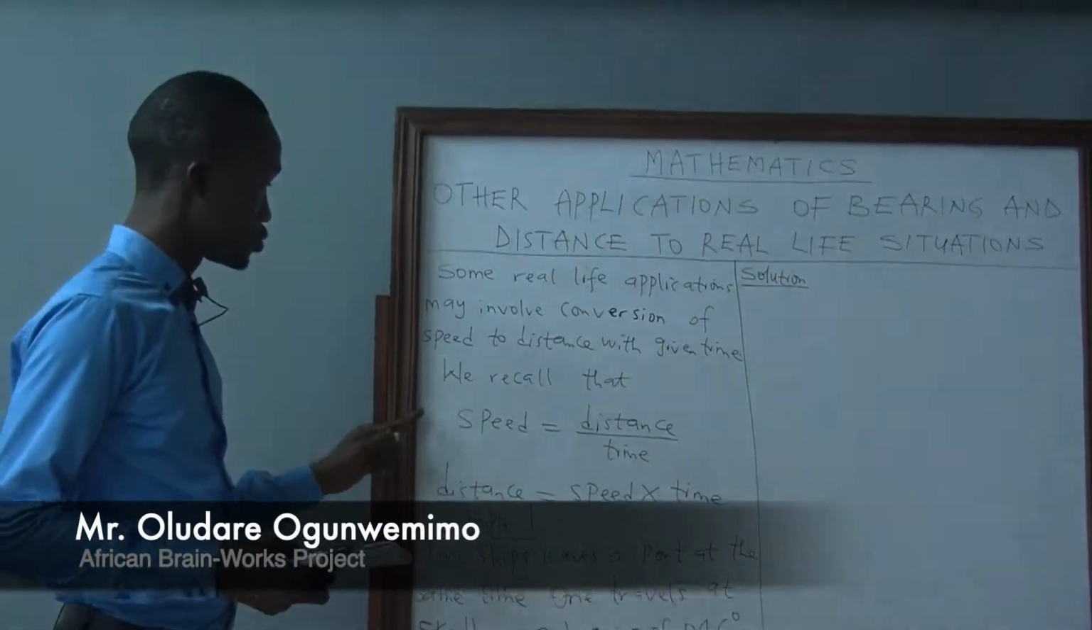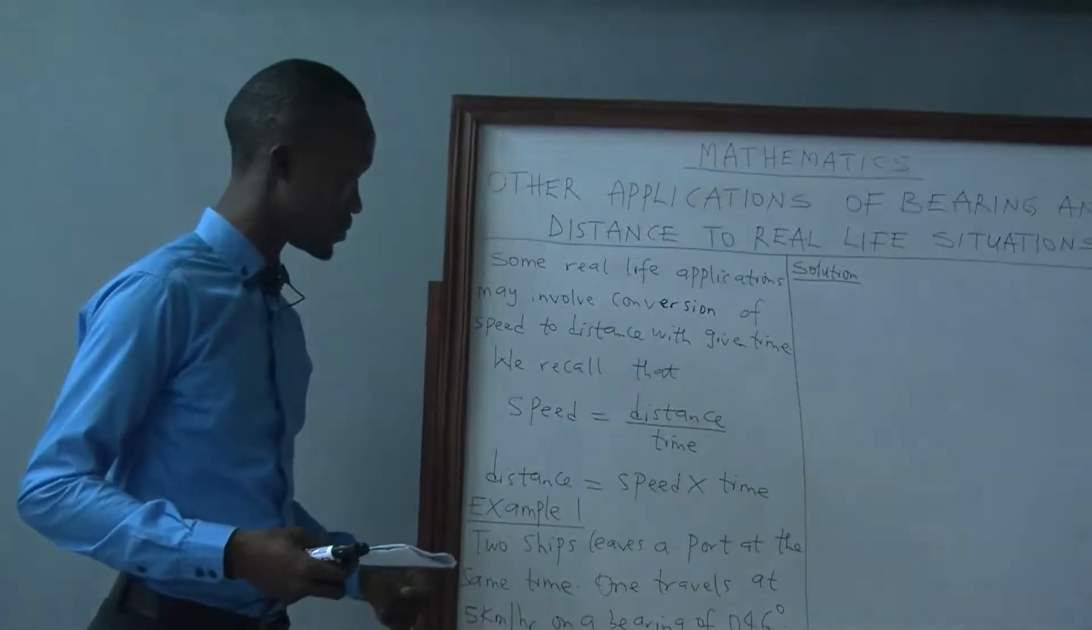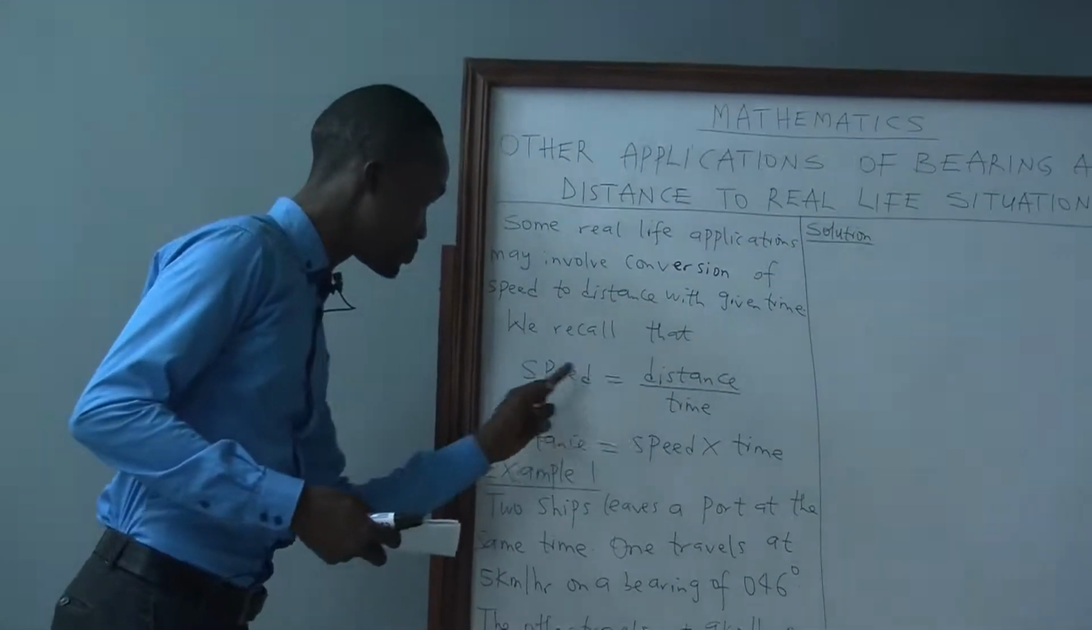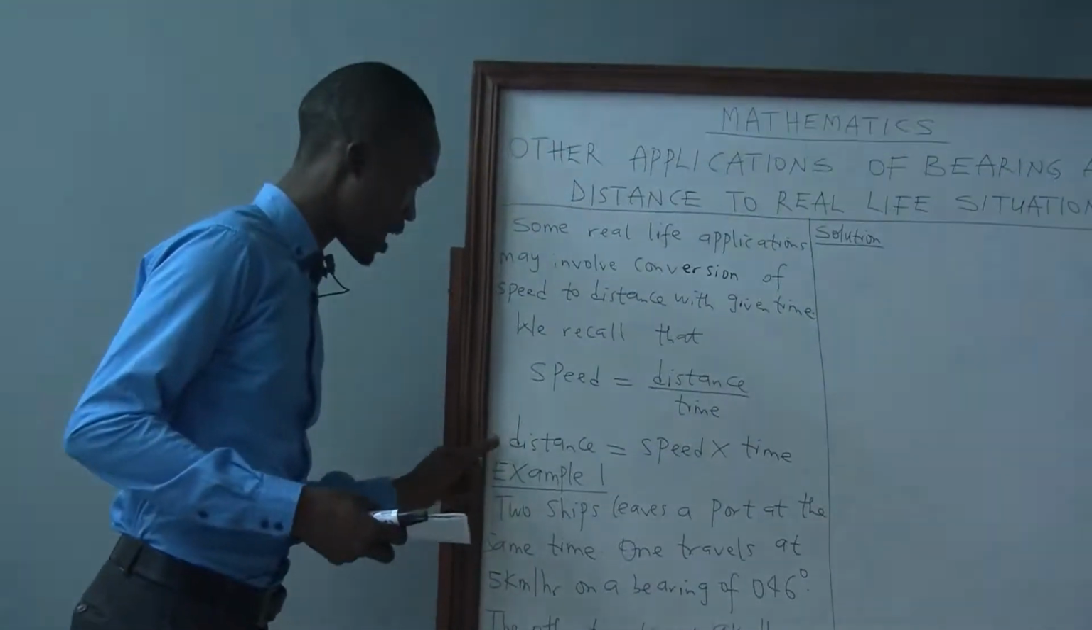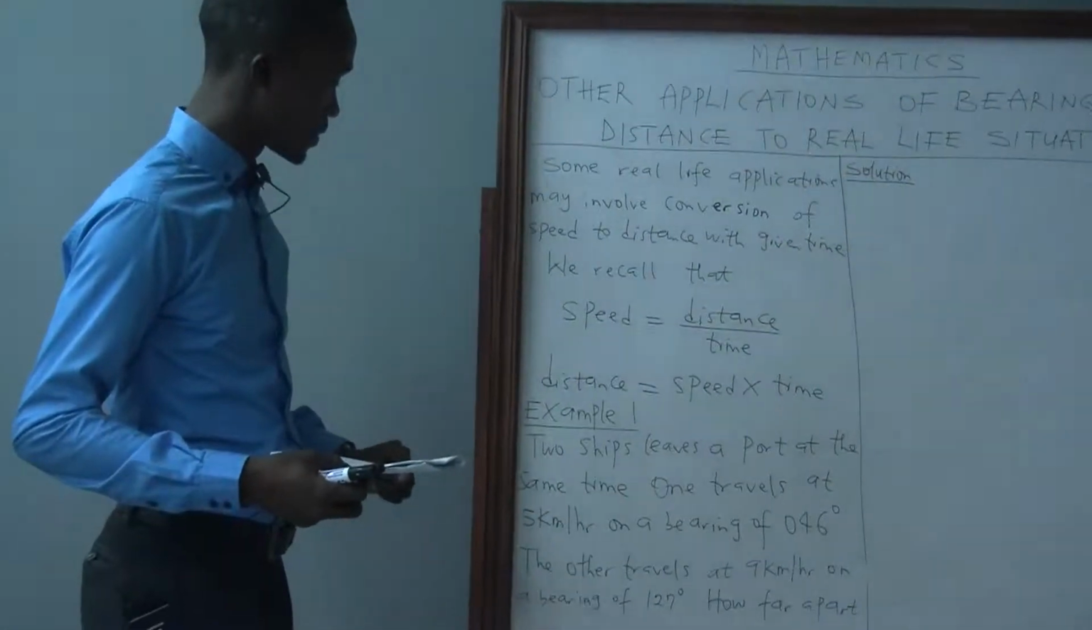And we quickly need to do a recap of this formula, which says speed is equal to distance over time. By the time we cross multiply here, we have distance to be speed multiplied by time. And that is why we have this. That will lead us to example 1.